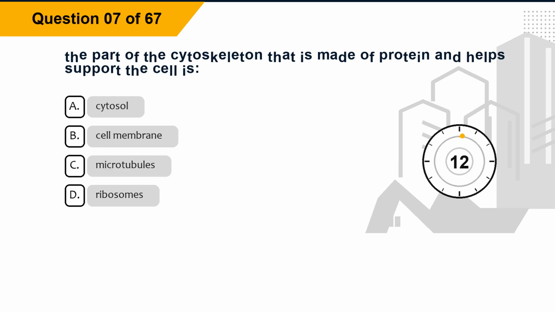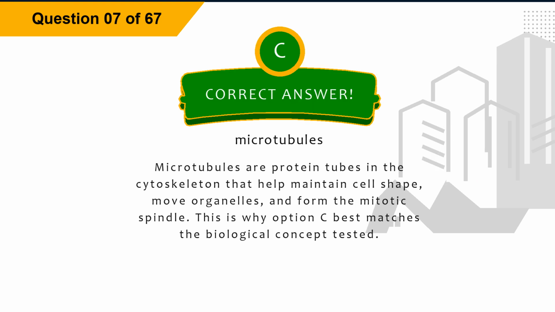Question 7. The part of the cytoskeleton that is made of protein and helps support the cell is: Option A, cytosol. Option B, cell membrane. Option C, microtubules. Option D, ribosomes. The correct answer is option C, microtubules. Explanation. Microtubules are protein tubes in the cytoskeleton that help maintain cell shape, move organelles, and form the mitotic spindle. This is why option C best matches the biological concept tested.